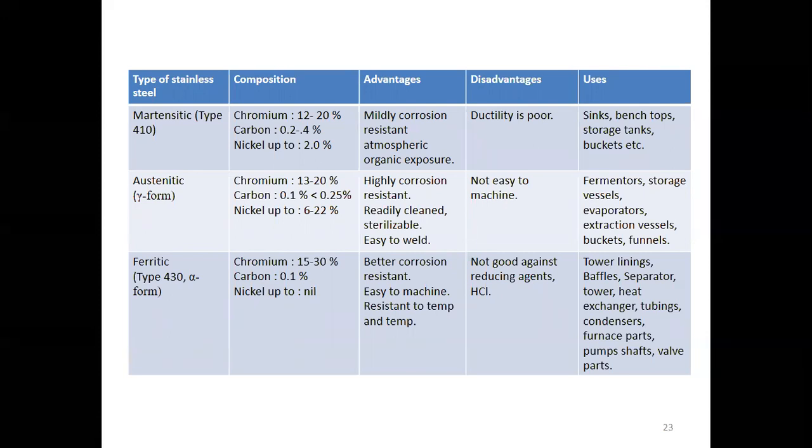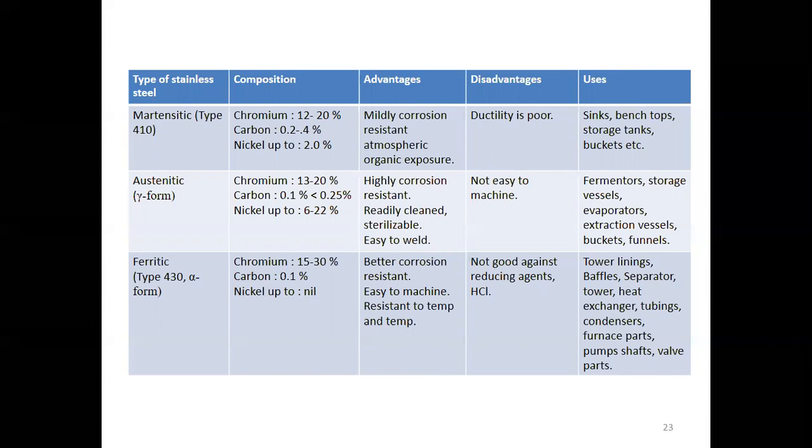The next type is gamma form. Here chromium content is 13 to 20%. Carbon content is 0.1 to 0.25%. Nickel content is 6 to 22%. It is highly corrosion resistant. It can be readily cleaned, sterilized, and it is easy to weld. Disadvantages: it is not so easy to prepare a machine using this type of steel. Uses: it can be used in fermenters, storage vessels, evaporators, extraction vessels, buckets, funnels, etc.